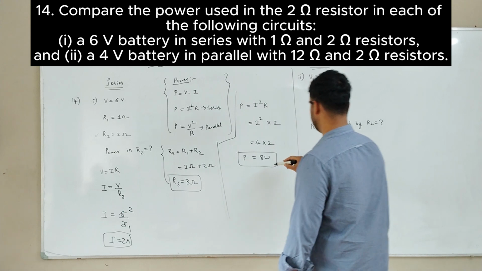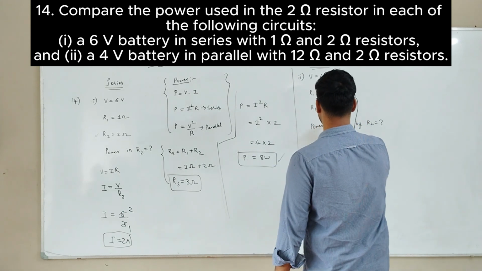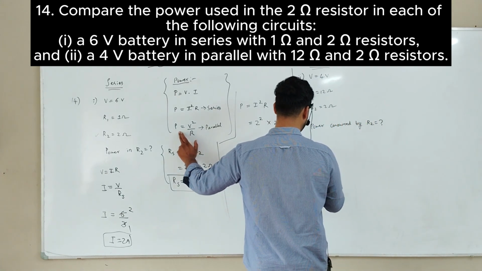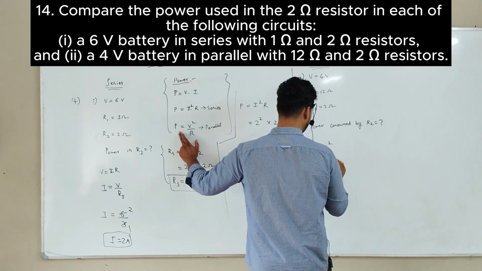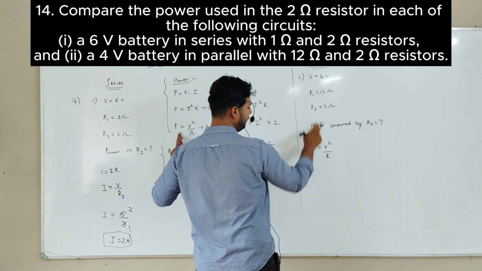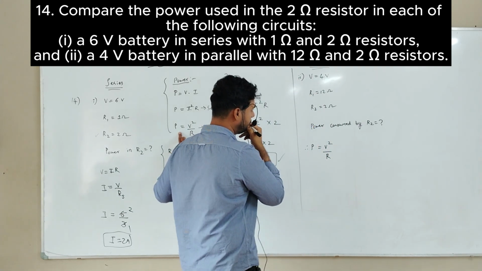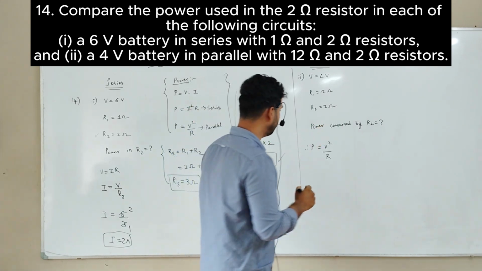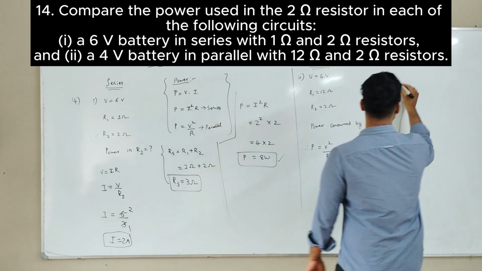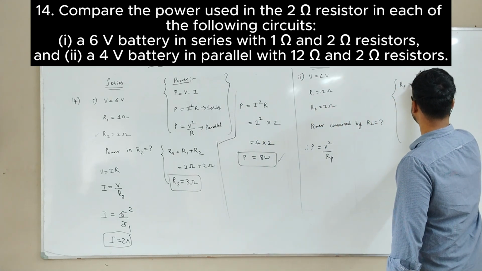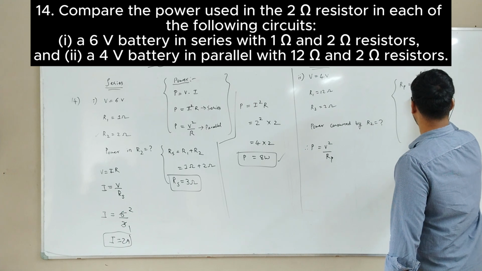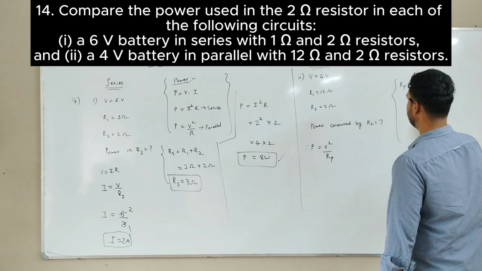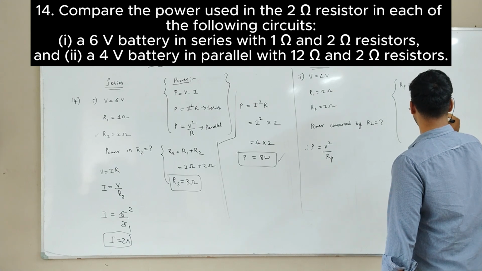Okay, second question. Next, power consumed by R2. Power formula is V square by R. I know V square also. V is 4. I should find R. R1 and R2 are connected in parallel. So I should find RP first. RP is equal to 1 by R1 plus 1 by R2, 1 by 12 plus 1 by 12. How much will we get?